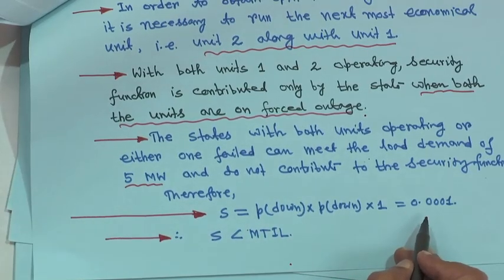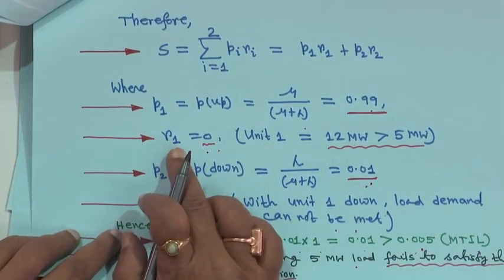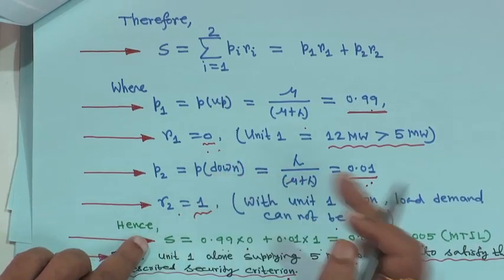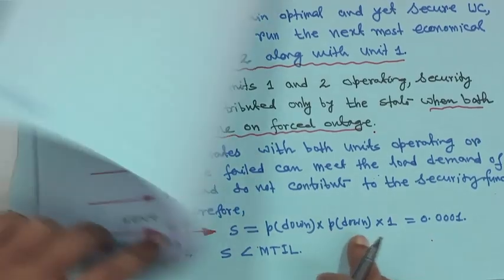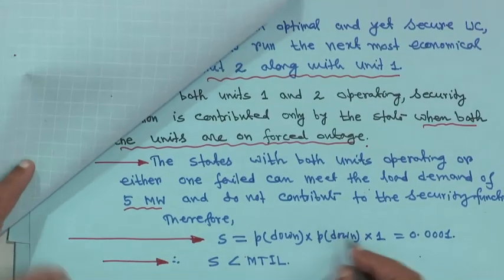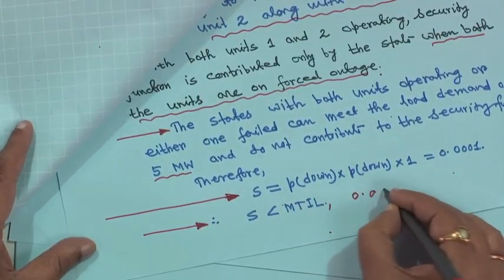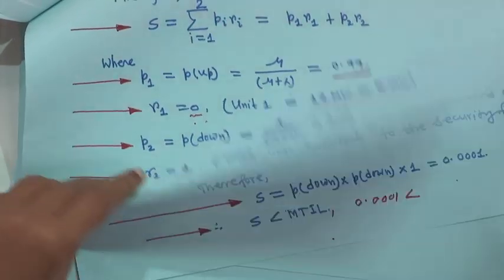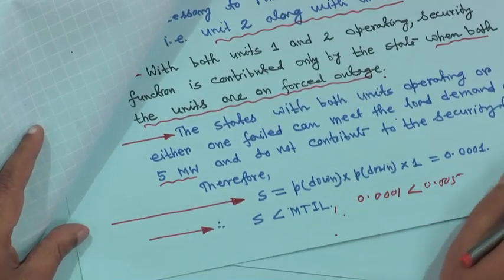That means R is equal to 1, and you have to consider that this is another unit you are putting, so its probability is 0.01. So, 0.01 into P down into P down, so 0.01 into 0.01. So, it is 0.001, and this is less than what you have defined, that is 0.005. That means the criterion is satisfied.